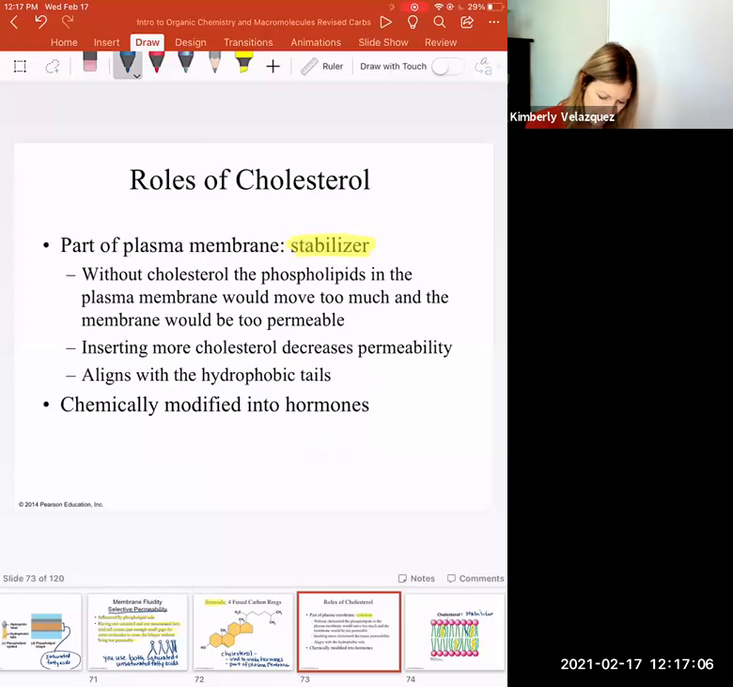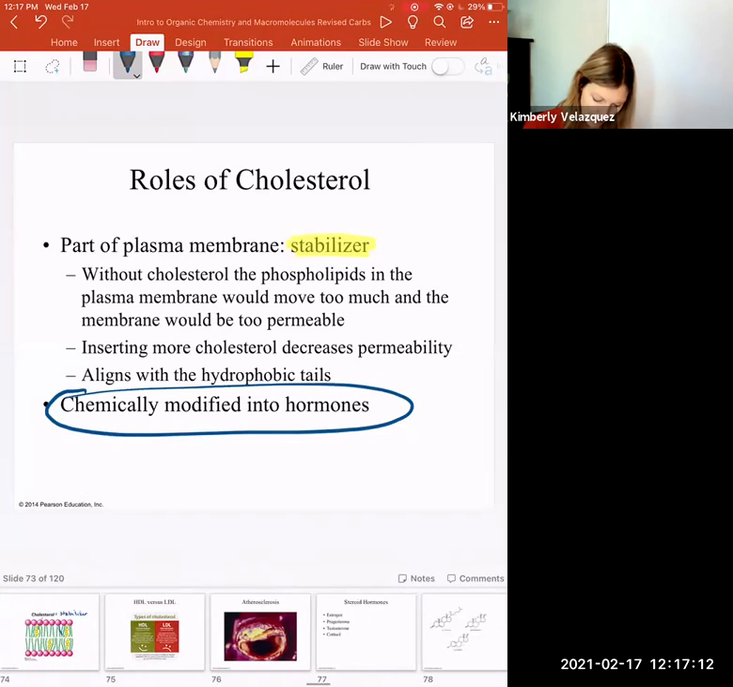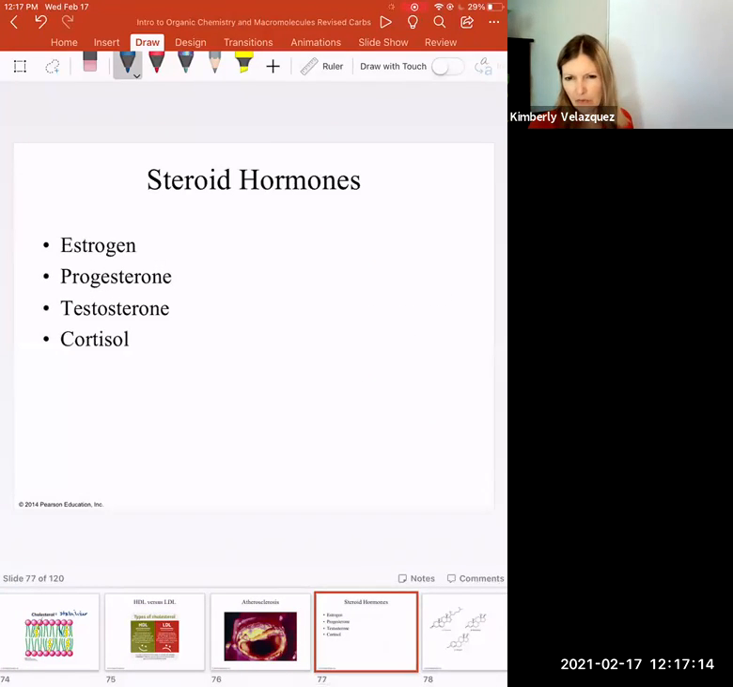And it's chemically modified into hormones. What hormones are we talking about? These are the hormones that are made from cholesterol. They're what we call the steroid hormones. Steroid hormones. Sorry, I need a sip of water. That's what's causing me to talk weird.